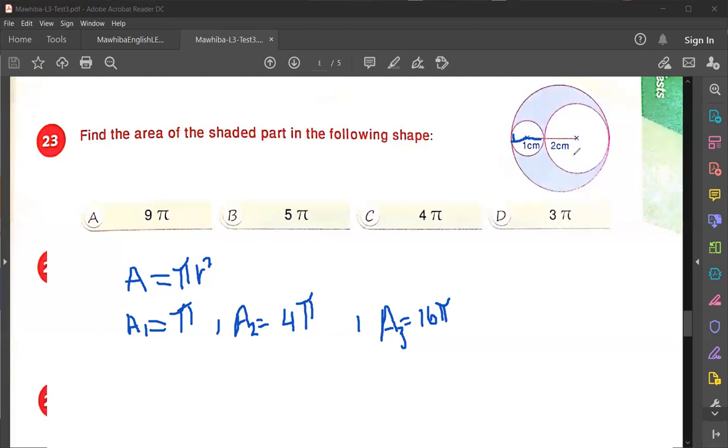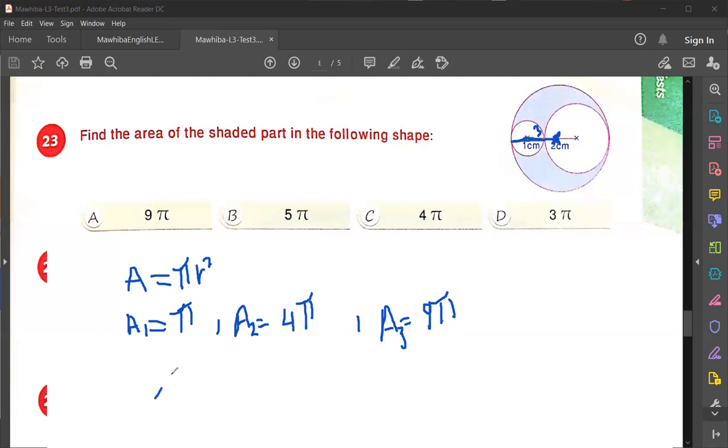Oh, sorry, it's not 4, it is 3. The area of the largest circle here, yes, it is 3, because the center here is 3, not 4. So the area of the big circle is 9 pi.